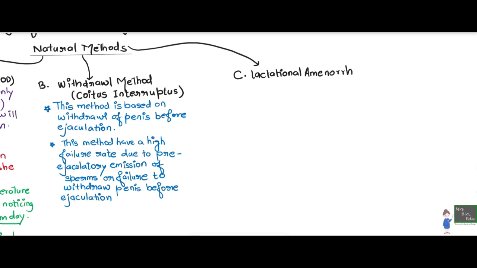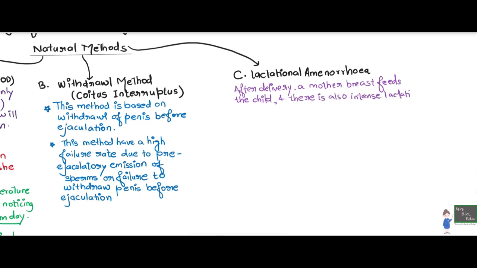The last method, lactational amenorrhea, is another very special method. But you have to keep in mind that this is not for all females. This is only for those that have just given birth to a baby, have undergone parturition. And because they have just gone through parturition, they will have a high level of PRL in their blood.